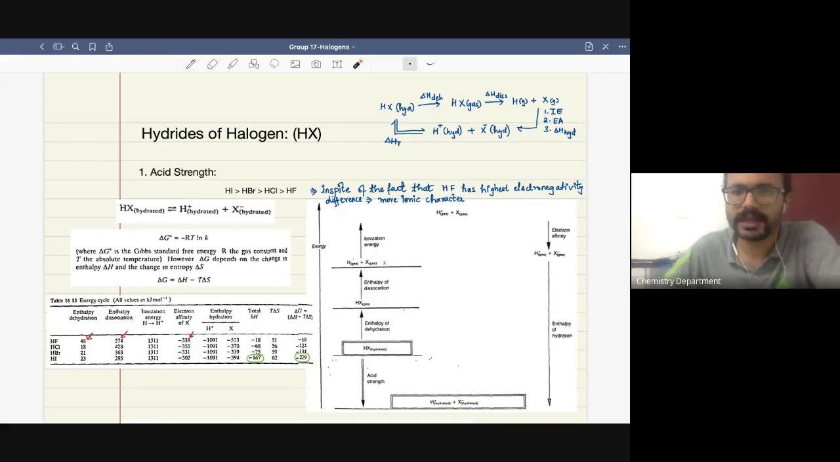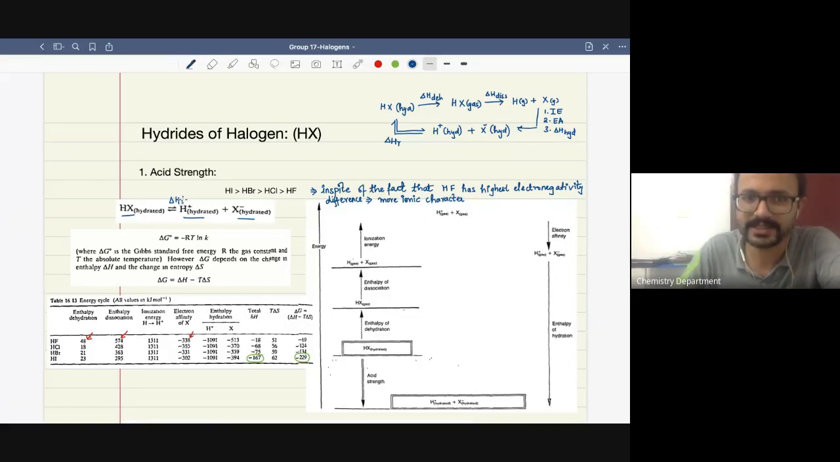Since this diagram you might not be able to quickly answer, I made this Born-Haber cycle once again. So let me use the pen here. Here we are trying to calculate the delta H for this reaction. This is the basic reaction: HX in its hydrated form dissociates to give you H plus and X minus.